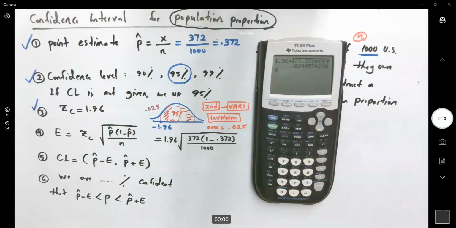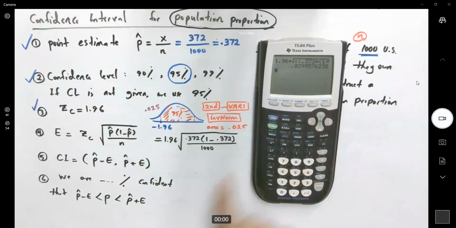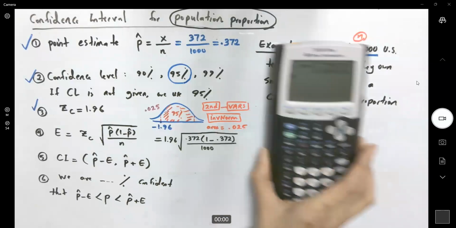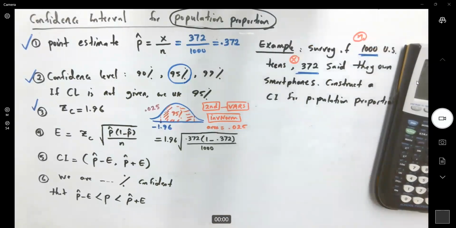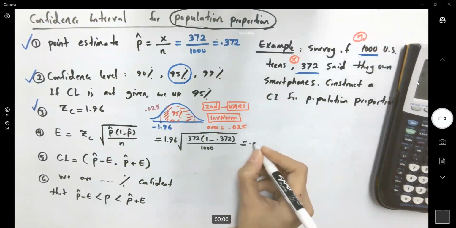Let me enter. Well, the margin of error is almost 3%. So my margin of error is 3%. We just found this number. Almost 3%.